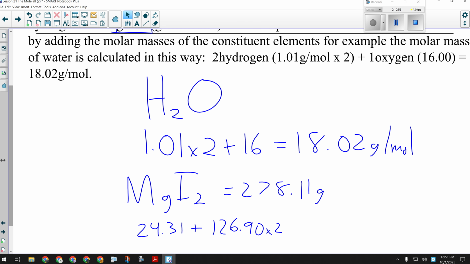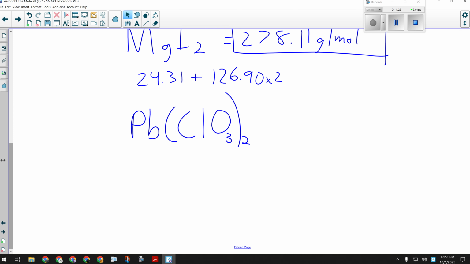Lead 2 chlorate. So as we do with any compound, it's element by element. It's the only way we can do it. We don't get the molar masses for polyatomic ions, so we just have to pick it apart piece by piece.